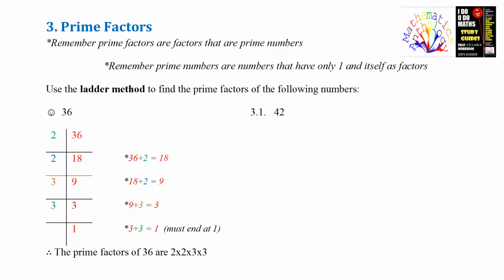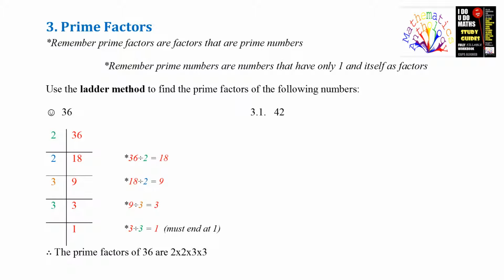So when I use the ladder method, I always start with prime numbers that are the lower ones. So I start with trying whether 2 can go into my value. If 2 doesn't work, I try 3. If 3 doesn't work, I try 5. If 5 doesn't work, I try 7, and so forth. So I start with my lowest prime numbers and go higher.